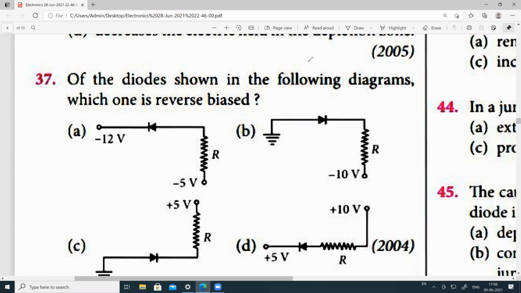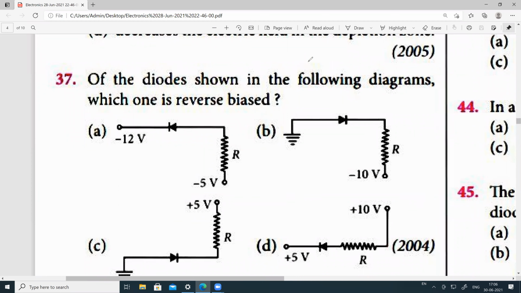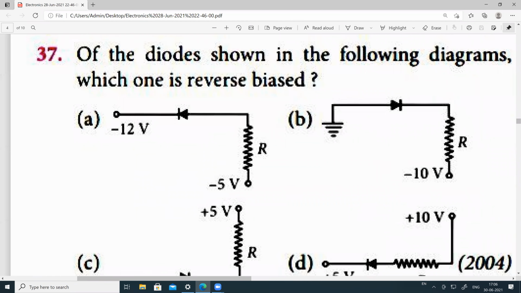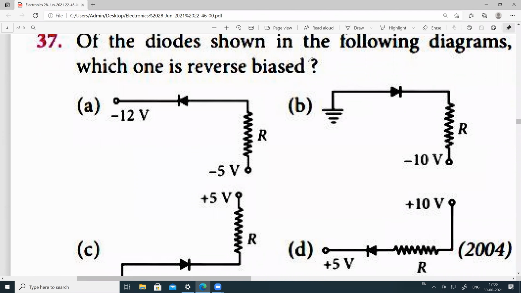Next, 37th one. Of the diodes shown in the diagram, which one is reverse biased? When we observe all the diagrams, the diode is said to be reverse biased if the P type semiconductor of the PN junction is at low potential with respect to the N type semiconductor of the PN junction. So circuit C is suitable. For 37th one, this one is the right answer.